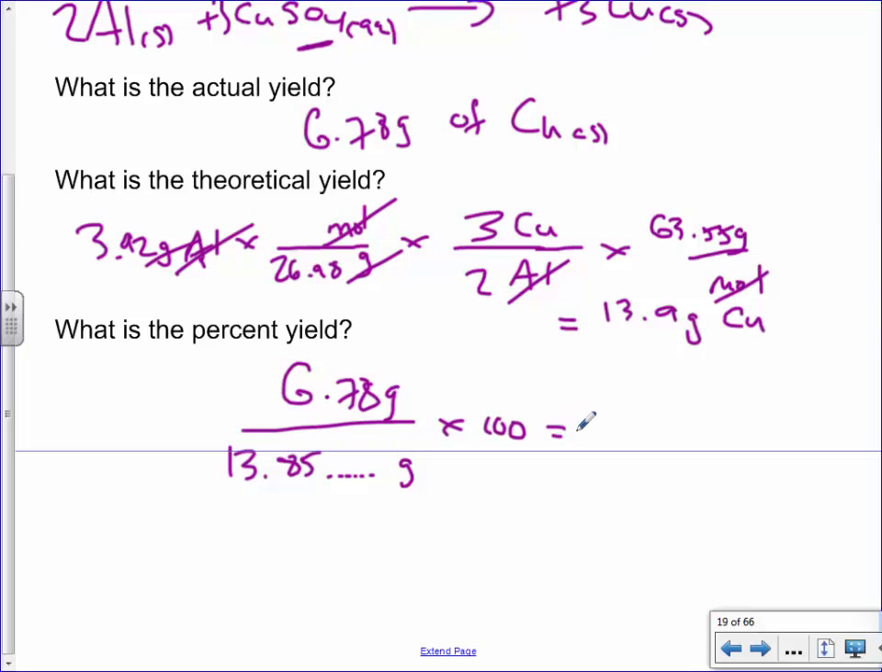So 678 divided by my answer times 100. Now I'll round. I got 48.9529. So with 3 sig digs, it's going to make it 49.0%.